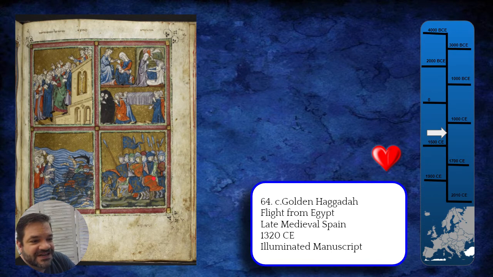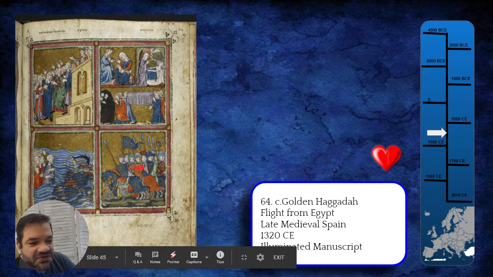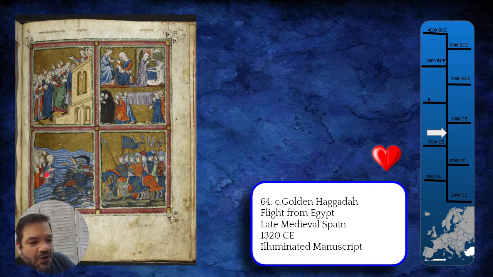And here's the flight from Egypt, where finally the death of the firstborn happens, and Pharaoh says, "Get out. I don't want you here anymore. Go away." But then he changes his mind and sends his soldiers after them. And Moses parts the Red Sea so the Israelites can escape. But then he closes it again, and the sea drowns the Egyptians. So these are the scenes that they want you to see.